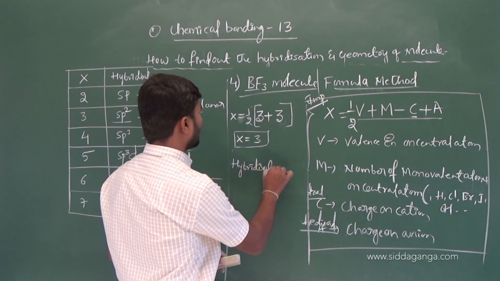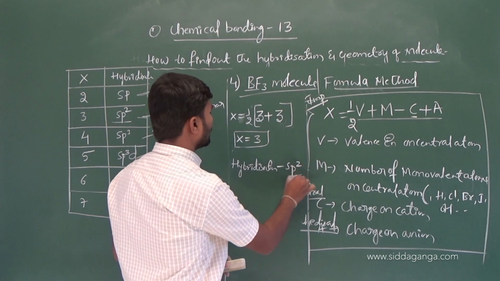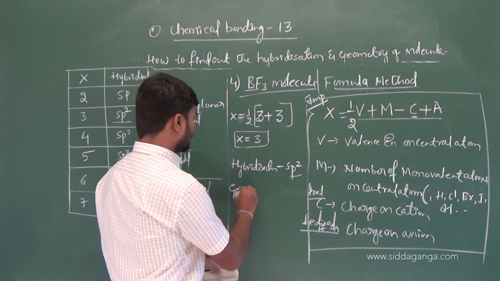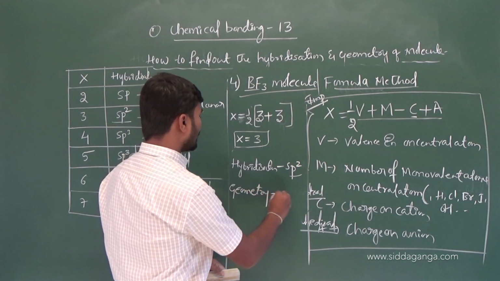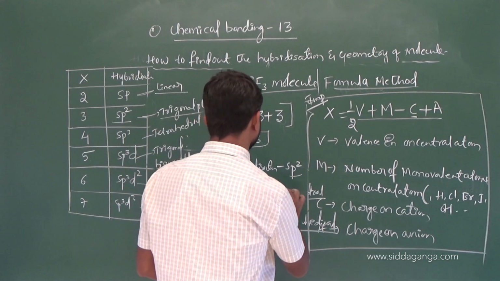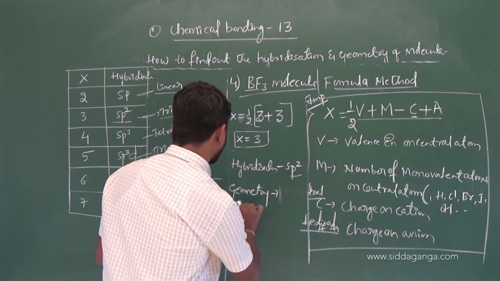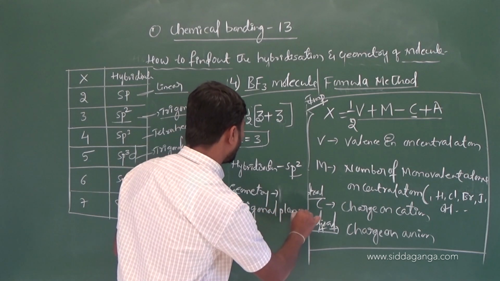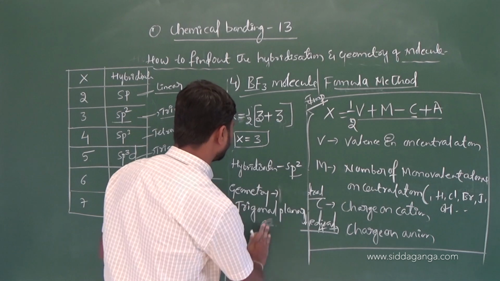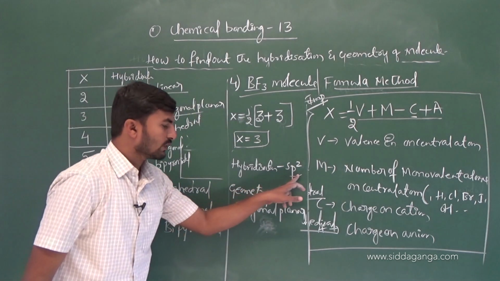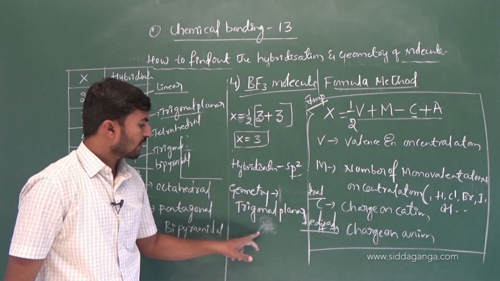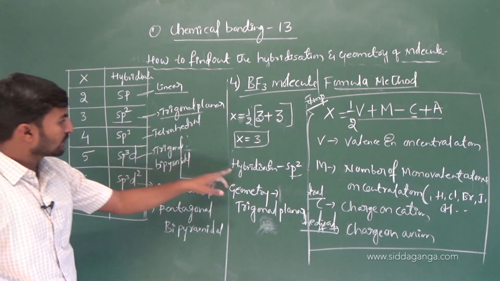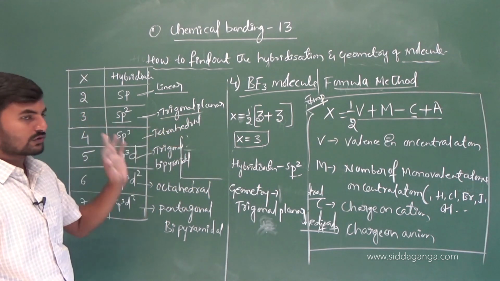Hybridization is sp2, followed by the geometry of the molecule will be trigonal planar geometry. sp2 hybridization, so the geometry of the molecule will be trigonal planar geometry.